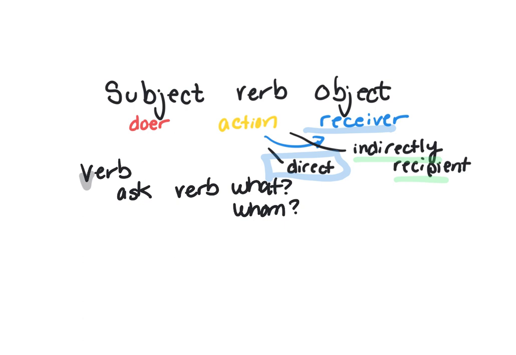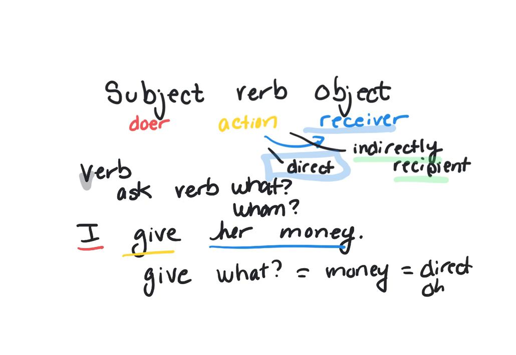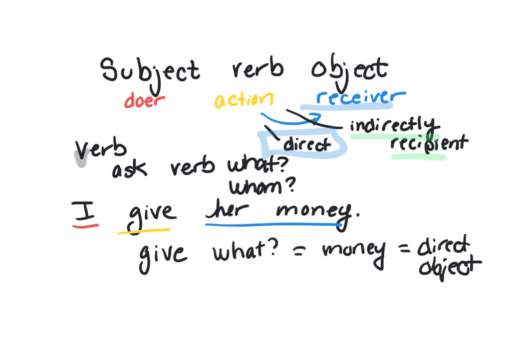So for example, if we have this sentence, I give her money. We have subject, verb, and then these are the objects. So we're going to take the verb give, and you're not giving people away. So we're going to say give what? Our answer is money. So that means that money is our direct object. And it's in a noun form. We're not talking pronouns yet. We're just looking at what it is. So we figured out what our direct object is.